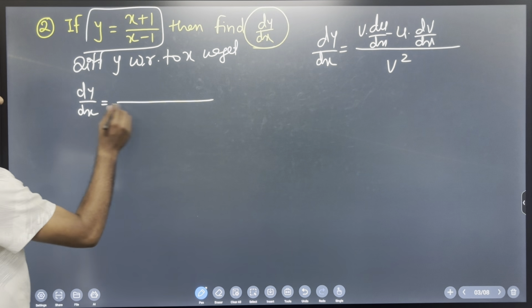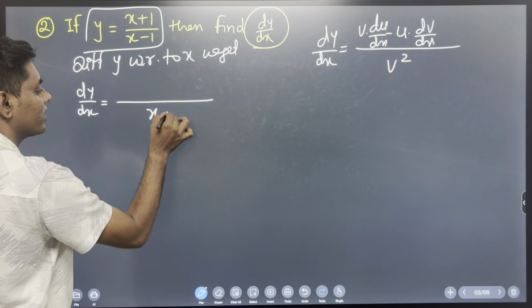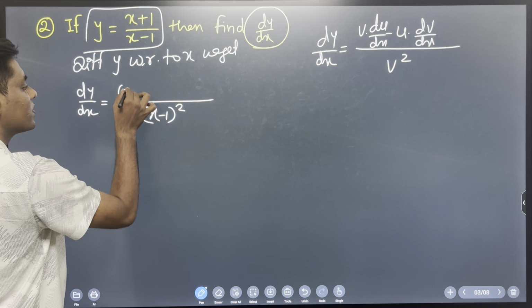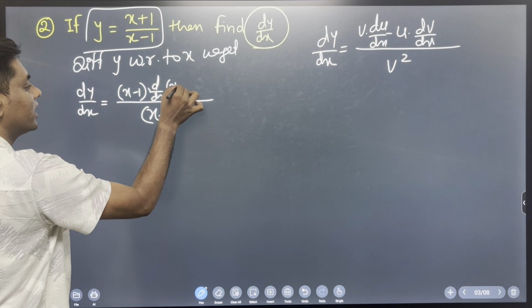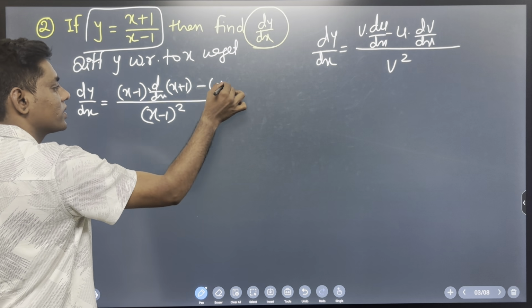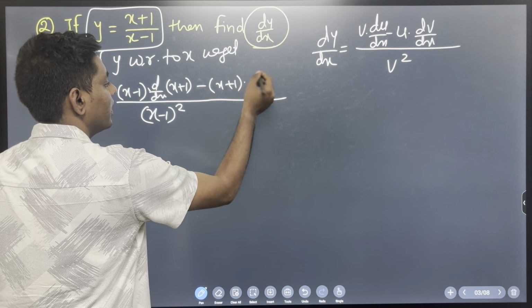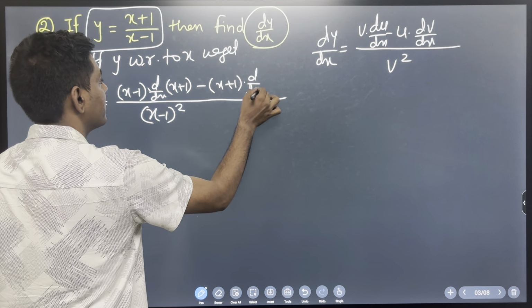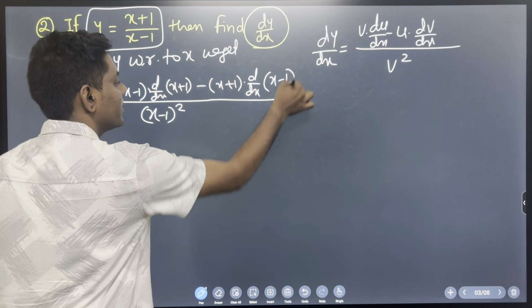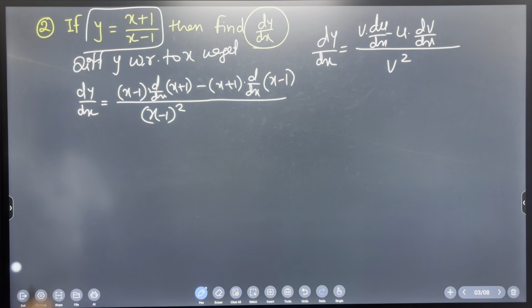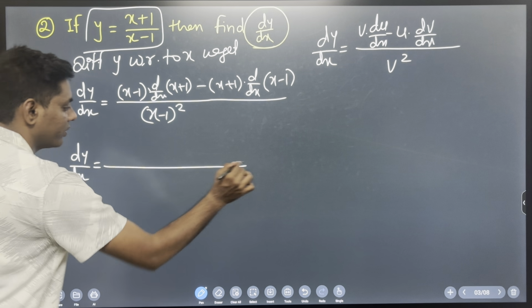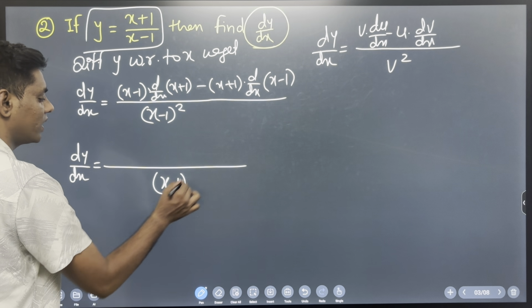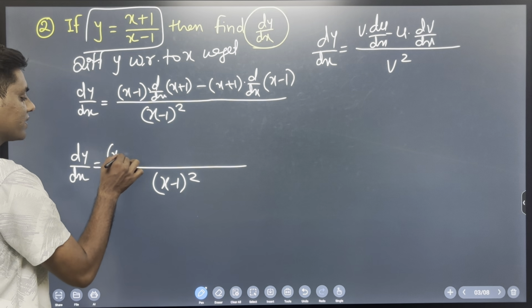So according to this formula, the denominator is x minus 1 bracket square, x minus 1 as it is, then derivative of the numerator, that is x plus 1, x plus 1 as it is, that is u, and now here d by dx of v, and our v term is x minus 1. So simple, take the derivative. By using the formula of x raised to n, we can solve the derivative of the given example, x minus 1, that is square. So now here x minus 1 as it is.